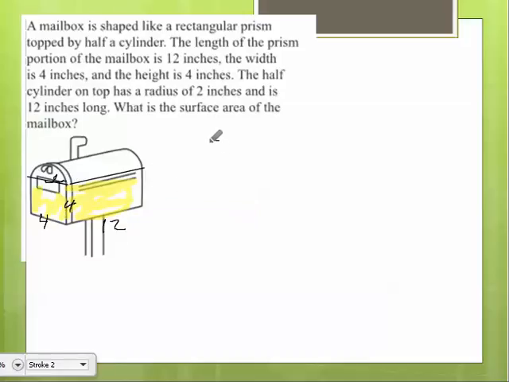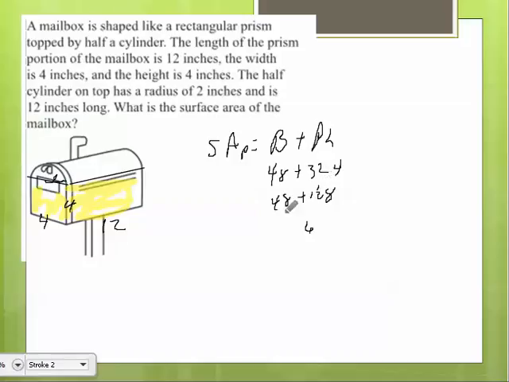So in this case, my surface area of a prism comes into play, but we're only going to have one base because there's only a bottom. There's not a top on that prism. So I'm going to have one base plus the perimeter times the height. Well, in this case, 12 by 4, that's 48, plus 12 and 4 is 16, times 2 is 32, times the height is 4. So that's 128. So that's 48 plus 128, which is 176.